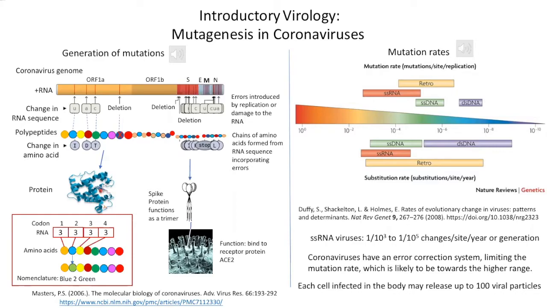Now, the level of mutation is measured as the mutation rate, and this may be defined as the number of mutations per site per generation, or the number of base pair substitutions per site per year.